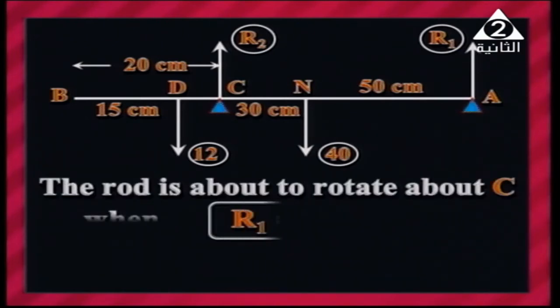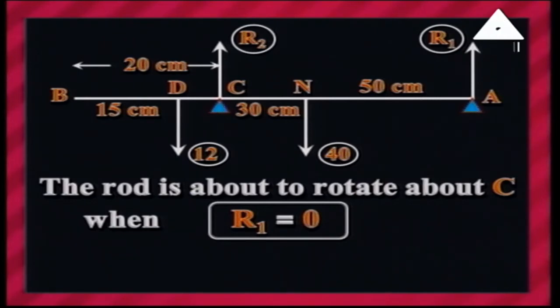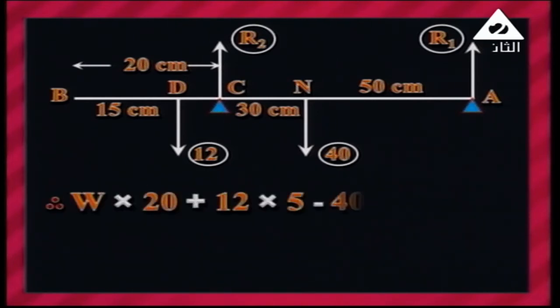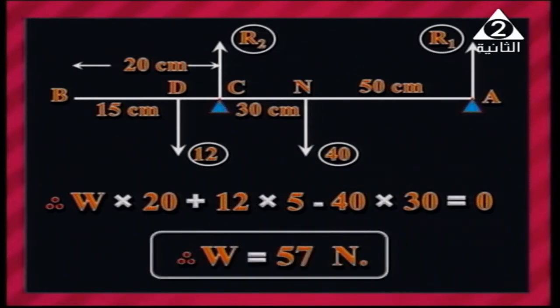My dear student, the rod is about to rotate about C. What do you deduce? R1 equals 0. Why? Because the support about A vanishes. Vanishes means R1 equals 0. Then moment about C equals: W, which is unknown, times 20 plus 12 times 5 minus 40 times 30 equals 0. Then W equals 57 Newton.